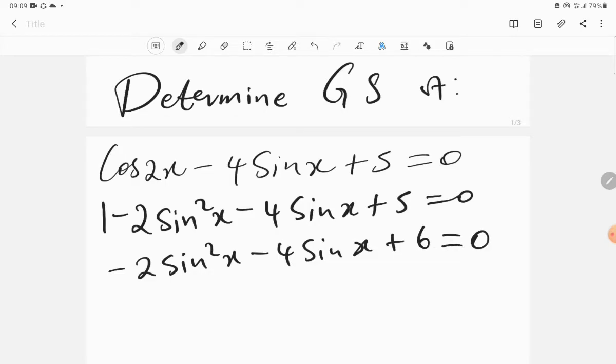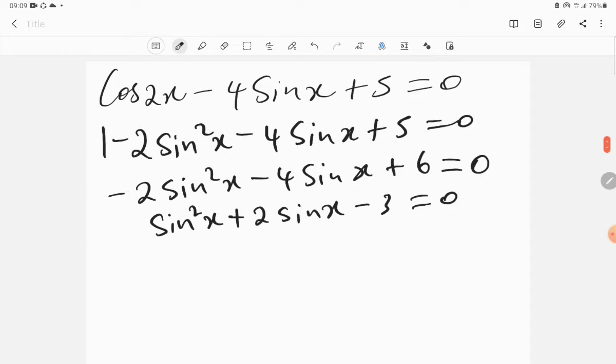So we can even divide by negative 2 throughout to obtain a positive coefficient of sine squared x. So we'll be having sine squared x plus 2 sine x, then minus 3, and this is going to be equal to 0. We just divided by negative 2 throughout so that everything changes sign, and we're trying to work with smaller, manageable numbers. Now, having this one, you can see that you can factorize this quadratic equation in trigonometry.